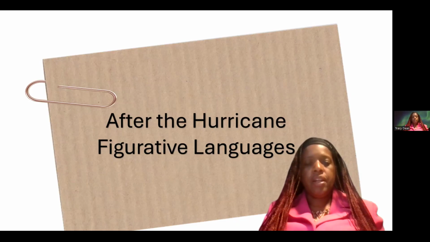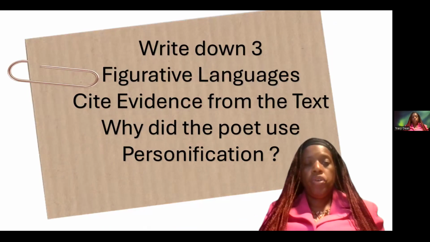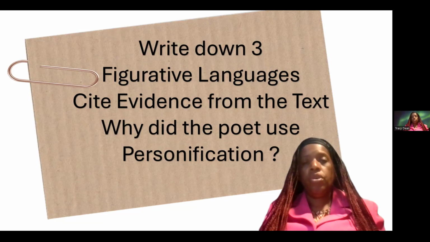So let's go to the next slide. What are we doing? We're going to cite evidence. What does cite mean? Cite means write it down exactly from the text. So in this case, this text is a poem. So maybe some of you are going to need to answer, why did the poet use personification? Why does the poet use a simile? Why did the poet use an extended metaphor?